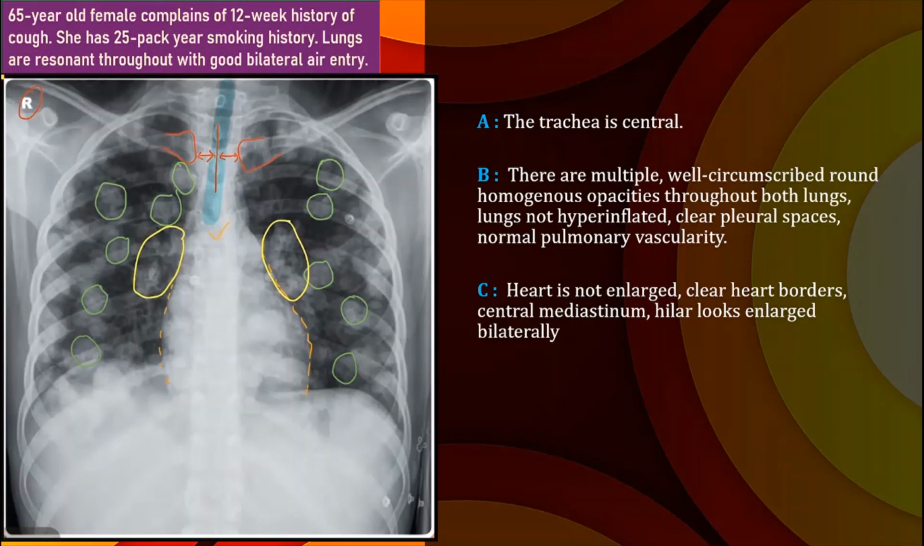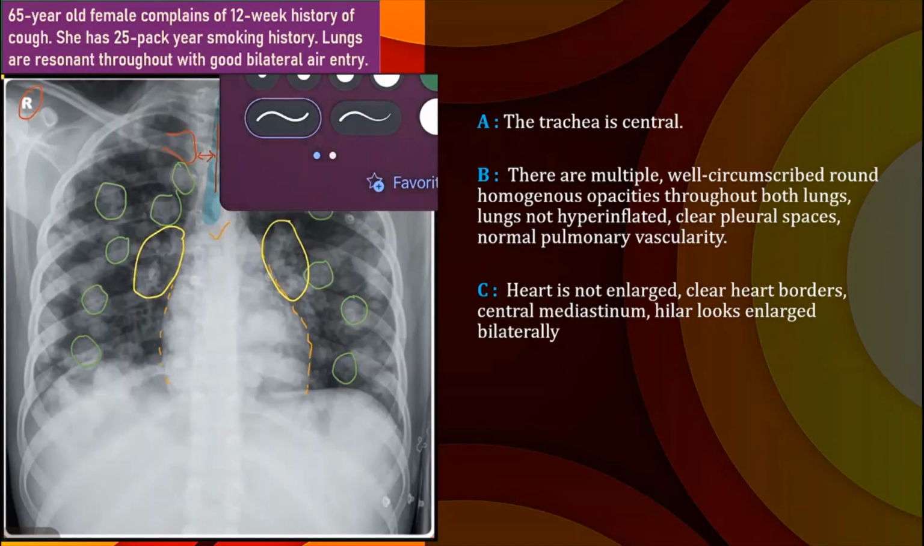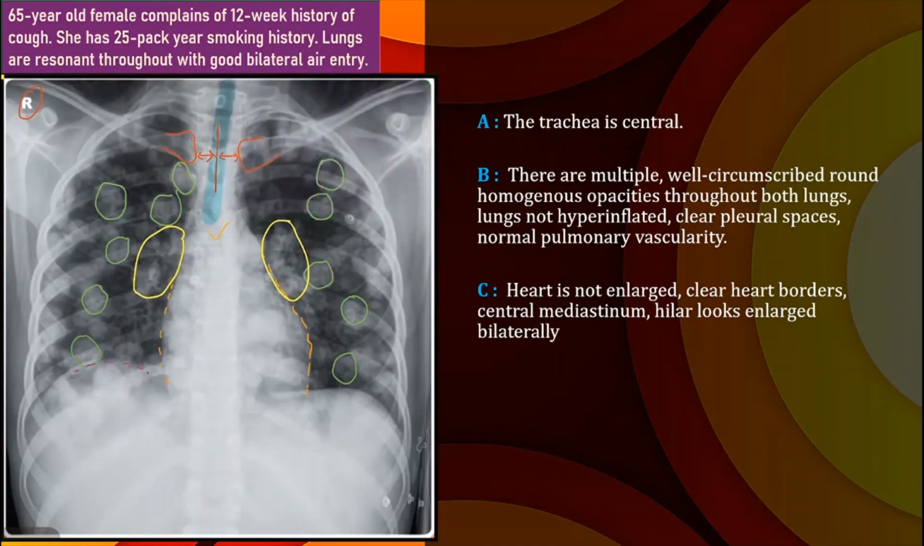Okay, and then D is diaphragm. So you want to draw your diaphragm here. So the diaphragms are pretty clear, and the costophrenic angles are clear as well. They are not blunted. All right, so that's done, and there's no air under diaphragm, no pneumoperitoneum.